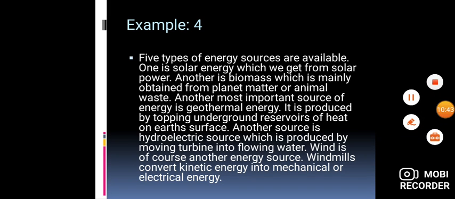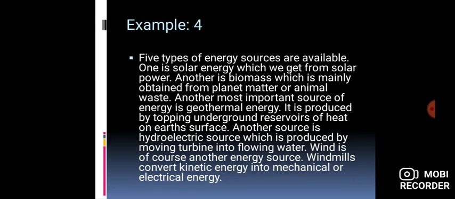Then example number 4. In this example, it is written that 5 types of energy sources are available. One is solar energy, which we get from solar power. Another is biomass, which is mainly obtained from plant matter or animal waste. Another most important source of energy is geothermal energy. It is produced by tapping underground reservoirs of heat on Earth's surface. Another source is hydroelectric, which is produced by moving turbines with flowing water.